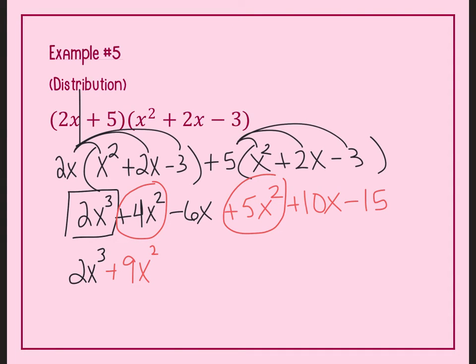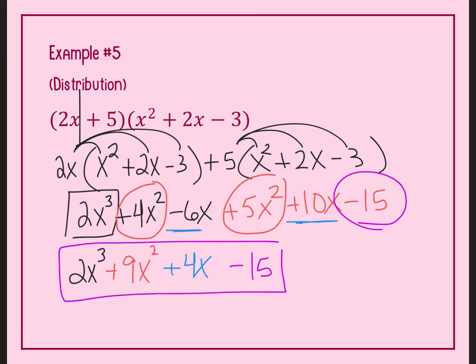Okay, then I'm going to go to x's. I have negative 6 plus 10. That is a positive 4x. And last but not least, I have my constants at the end. Okay, so my constant is going to be this negative 15. I have no other, so I'm going to put this at the end. Okay, and you can always pause this video and rewind it if you need to.